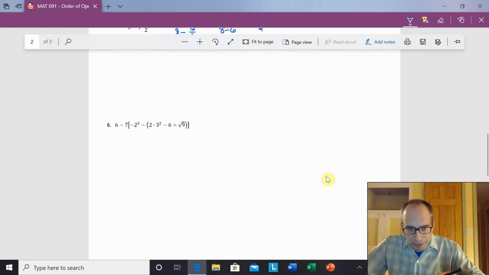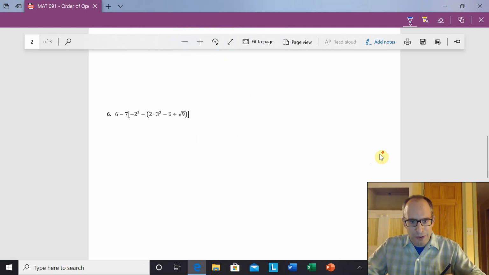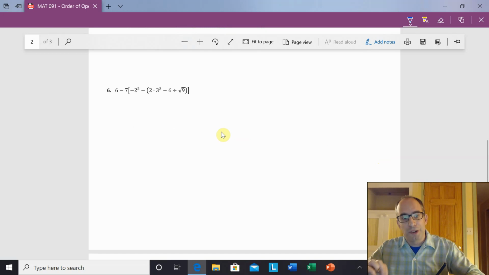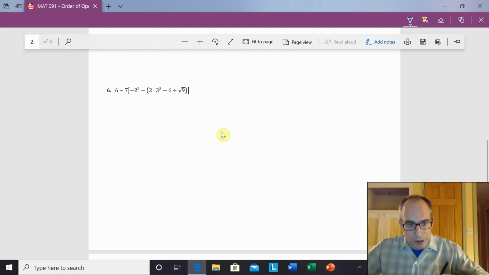Number 6. All right, looks like we've got a lot going on here because we've got a couple of sets of grouping symbols, right? We've got the brackets, and then within the brackets, we've got the parentheses. So I guess really what I would be thinking first is parentheses, right? Because that's the inner set of grouping symbols. So I would think we have to take care of that. So let's see what we're going to get here if we start worrying about the parentheses first. So that 6 is still there, minus 7, bracket, and the negation of 2 squared, minus, and then, okay, well, within the parentheses, what are we going to do?